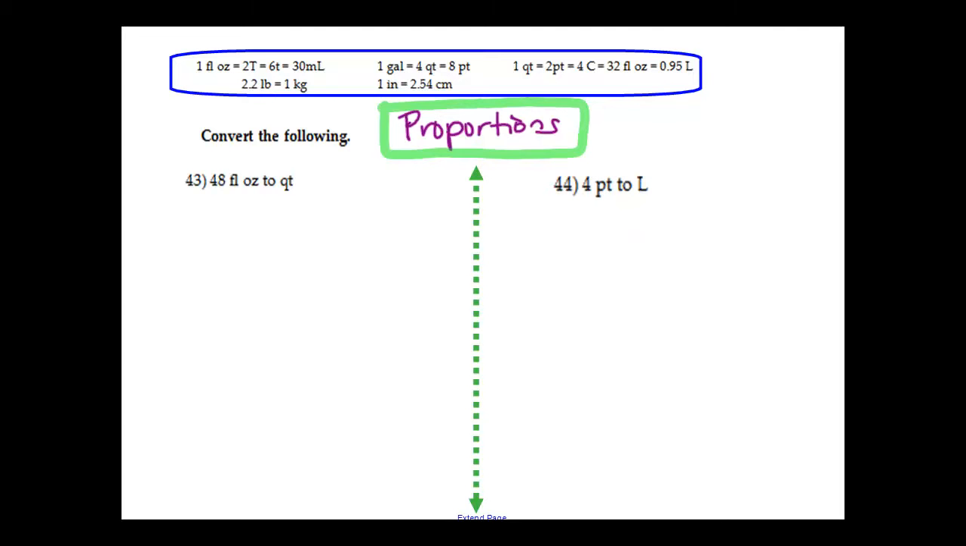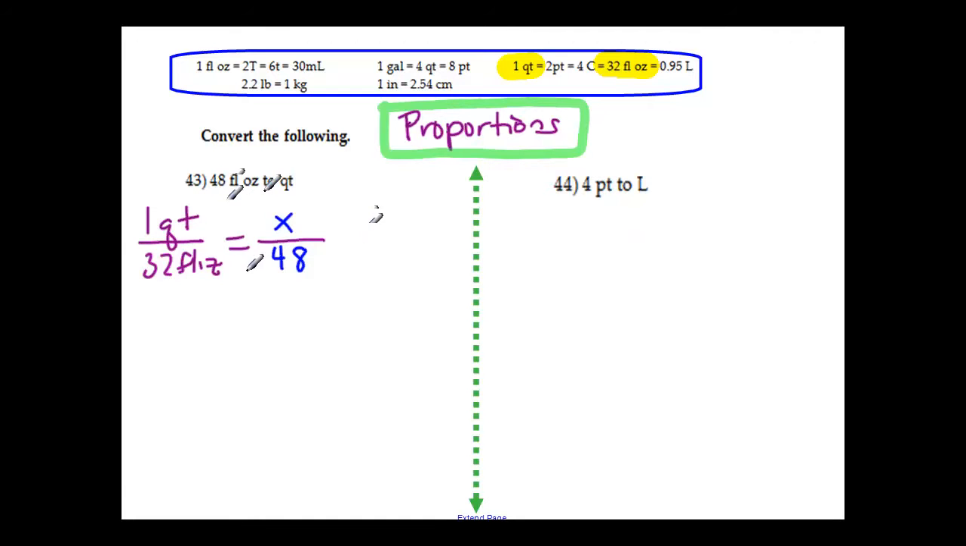Looking up at our units, we're looking for fluid ounces to quarts, which is going to be over here. 1 quart equals 32 fluid ounces. That's my conversion factor. Now I look at the problem. We have 48 fluid ounces. The fluid ounces are in the denominator. We want the quarts, which is going to be on the numerator.